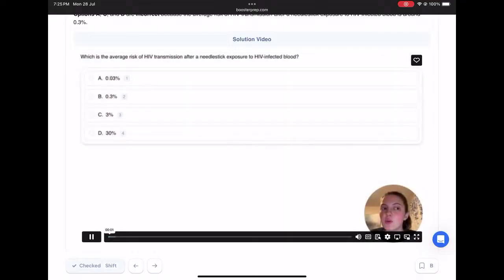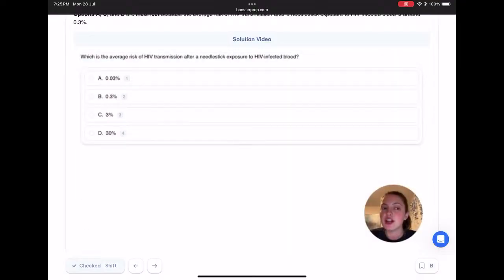This question is asking, which is the average risk of HIV transmission after a needle stick exposure to HIV-infected blood? 0.03%, 0.3%, 3%, or 30%. So it definitely has a 3 in it. But overall, this is such an important question and is one that could be easy points for you on the boards as long as you know it.